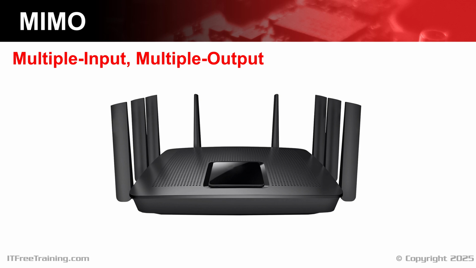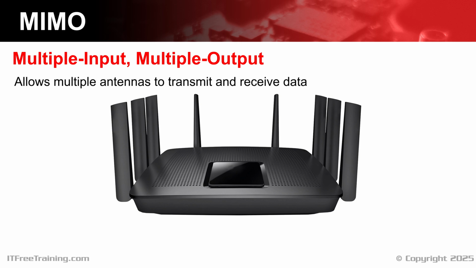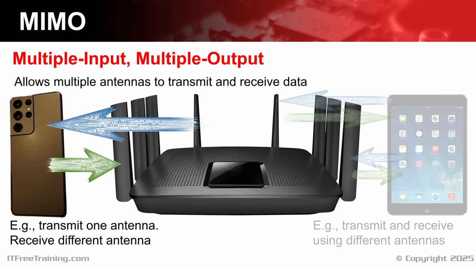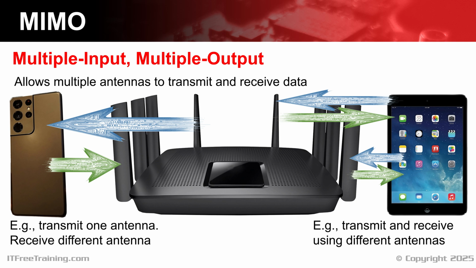Another way Wi-Fi bandwidth can be increased is by using MIMO, or multiple input, multiple output. MIMO allows multiple antennas to transmit and receive data at the same time. If your devices support it, it can use multiple antennas on the Wi-Fi router for transmitting and receiving data. For example, a device could use an antenna to transmit and then receive traffic on another antenna. The device could also use two antennas for sending and receiving data, thereby doubling its bandwidth.